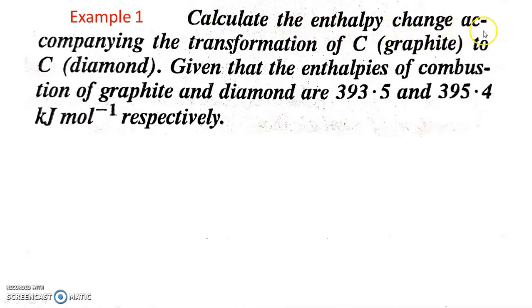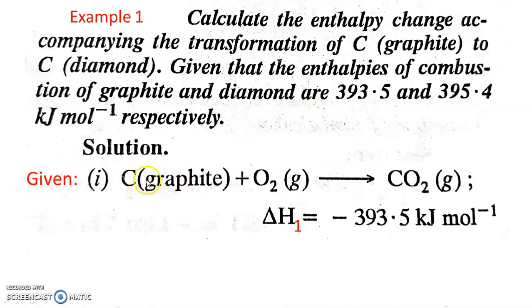Calculate the enthalpy change accompanying the transformation of graphite to diamond, carbon graphite to carbon diamond, given that enthalpies of combustion of graphite and diamond are 393.5 and 395.4 kilojoule per mole respectively. Now what is given?